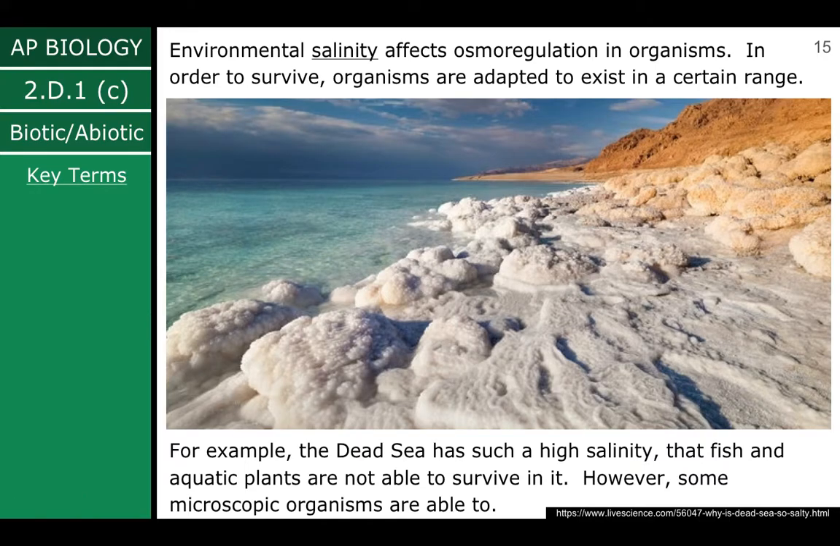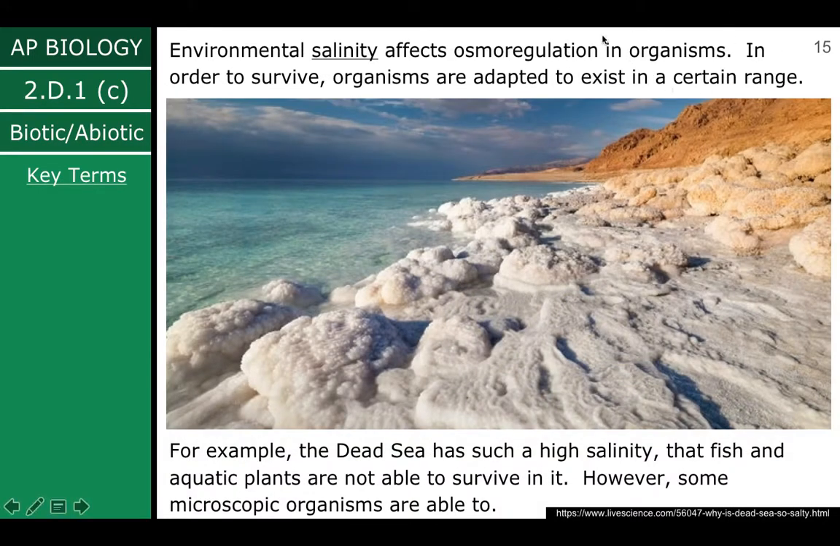So environmental salinity affects osmoregulation in organisms. In order to survive, organisms are adapted to exist in a certain range of salinity. And salinity, of course, is salt. So, for example, the Dead Sea has a really, really high salinity. There's a lot of salt in it. So the fish and aquatic plants cannot survive in it. However, some microscopic organisms that are used to that type of salinity are able to survive here.